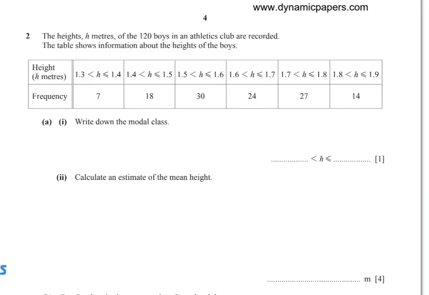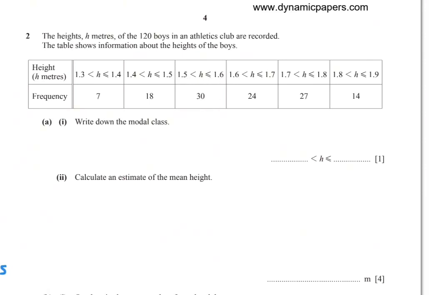Number 2, the heights in meters of 120 boys in an athletics club are recorded. The table shows information about the heights of the boys. Write down the modal class. The modal class is the class which has the greatest frequency. Now for the frequency, the greatest frequency is 30, so this is the modal class.